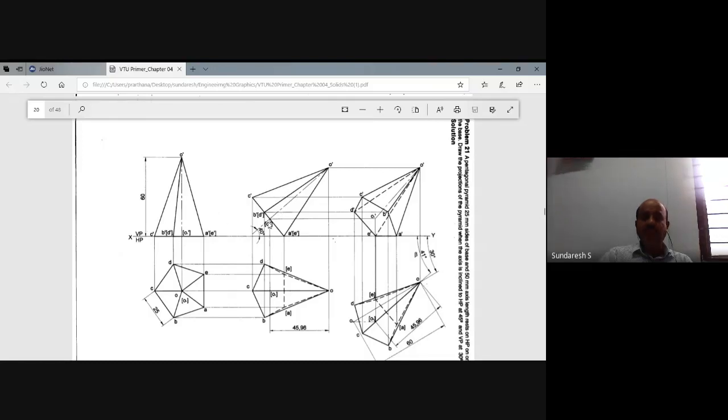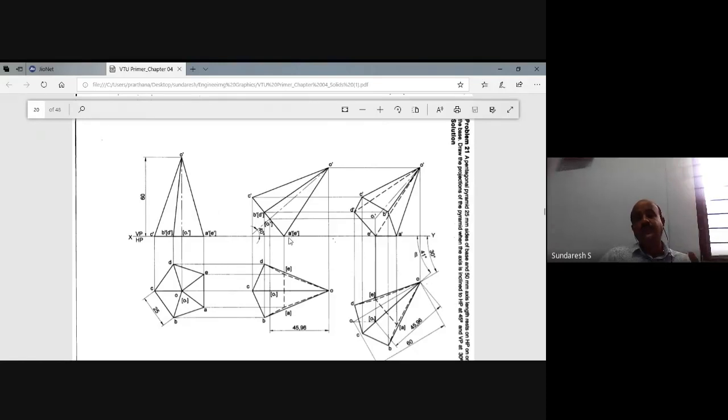If the axis is inclined to HP at 45 degrees, this edge, the line C dash and A dash, is also inclined to HP at an angle of 90 minus the angle of inclination of the axis with respect to the HP. Therefore, if the axis is inclined to HP at 45 degrees, the line C dash and A dash is also inclined to HP at 45 degrees. So first you construct this line C dash A dash.